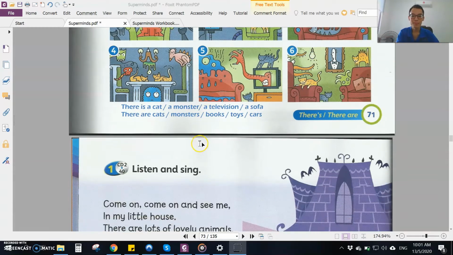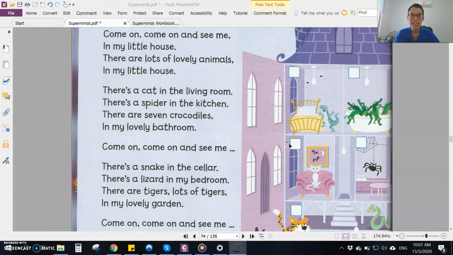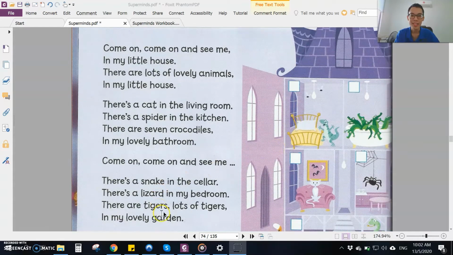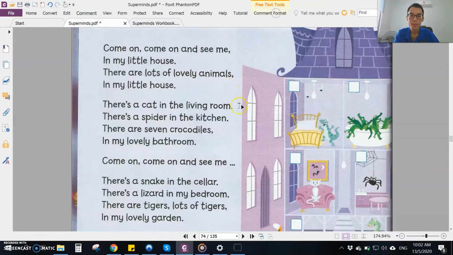Okay? Alright, next we're going to listen to a song and then we sing together later, alright? Okay, let's listen to the song first. Student's Book, page 72. 1. Listen and sing.